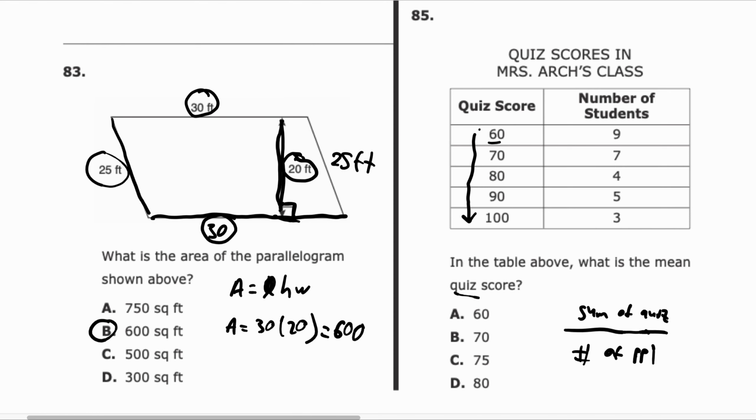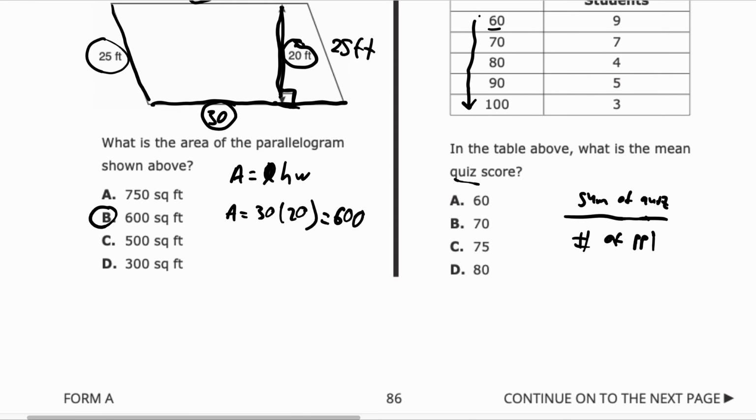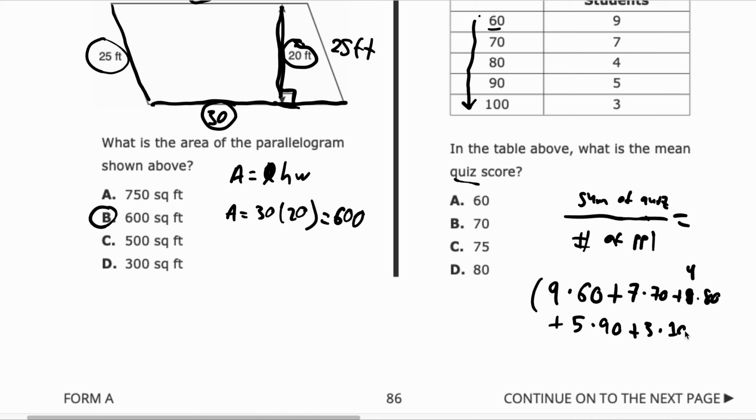So let me scroll down. Okay, so to get the sum of the quiz scores, I know that 9 students get 60, right? So that would be 9 times 60. And then 7 students get 70. Sorry, no, 4 students get 80. 5 students get 90, and 3 students get 100, right?